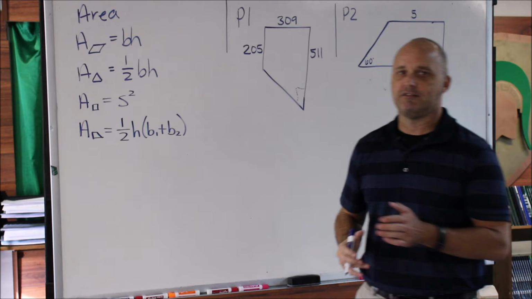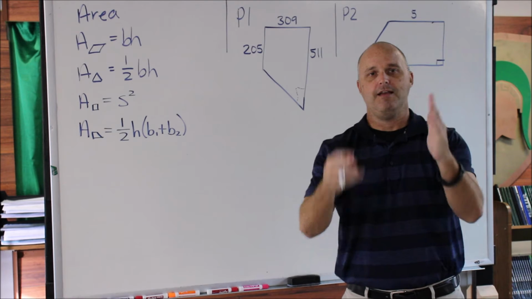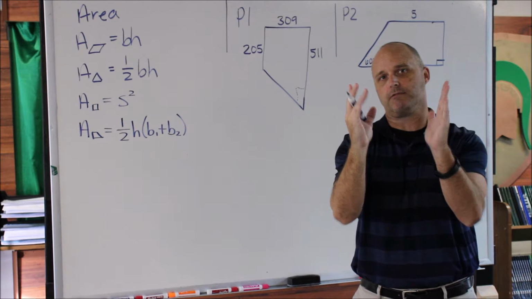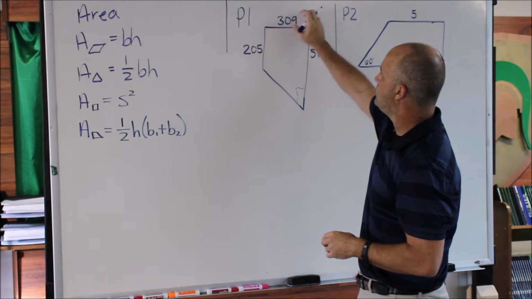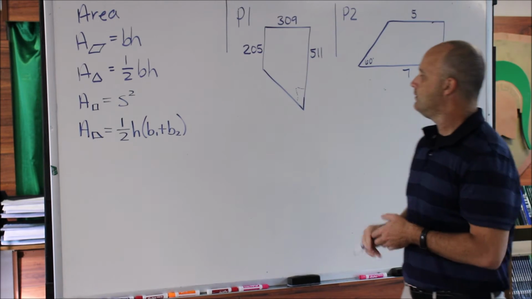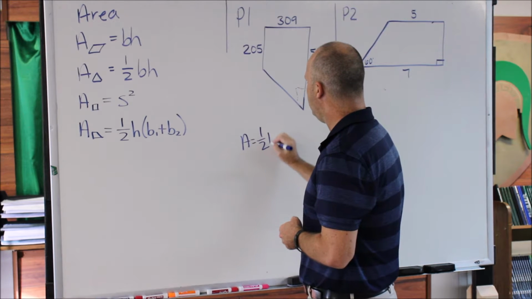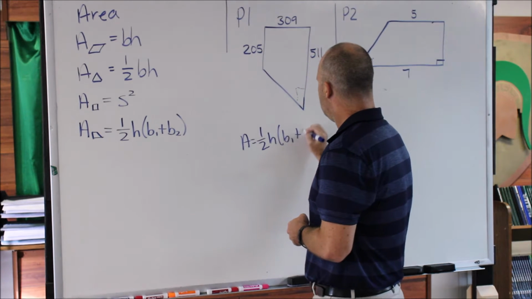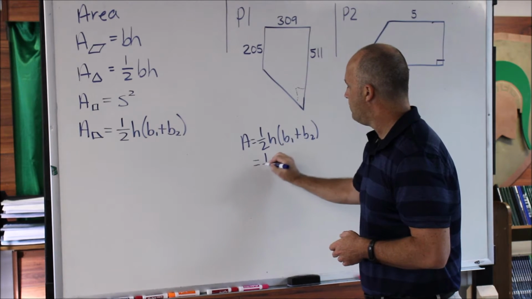So what this does is it basically takes a trapezoid, where we think of the bases being like this, and takes the bases and puts them here. So we've got enough information here because we've got base 1, base 2, and the height of the trapezoid. So let's go ahead and take our formula. A equals 1/2 h times b1 plus b2. And we're just going to fill in the given information.